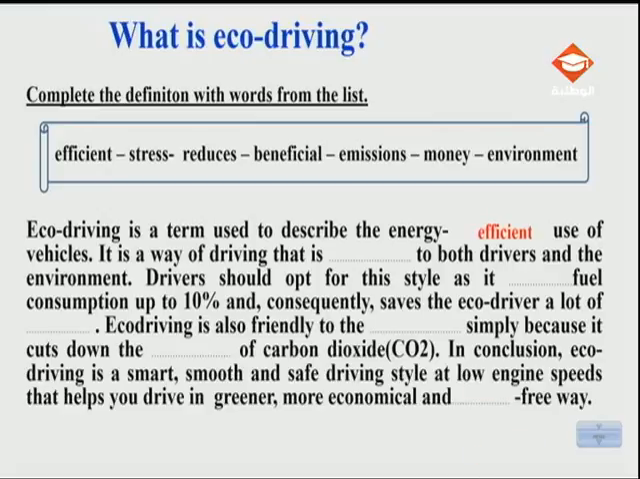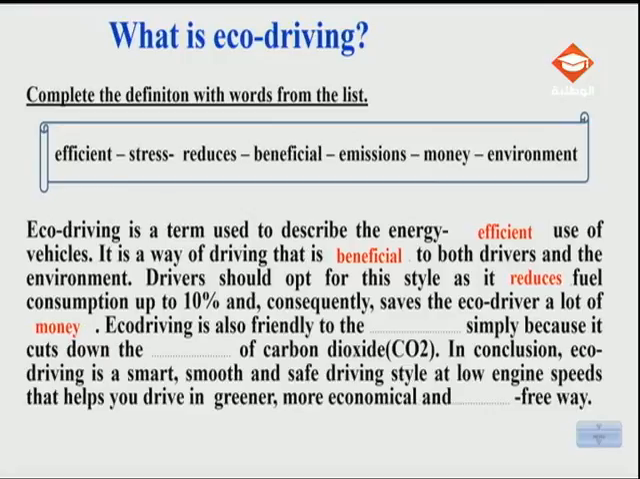Okay. Excellent. It is a way of driving that is beneficial to both drivers and the environment. I felt I needed an adjective, a positive one. Amazing performance, as usual. Thank you, Miss. Drivers should opt for this style as it reduces fuel consumption up to 10%. And consequently saves the eco-driver a lot of money. Eco-driving, thank you, Miss. Great job. I hope I will finish the rest of the paragraph without a mistake.